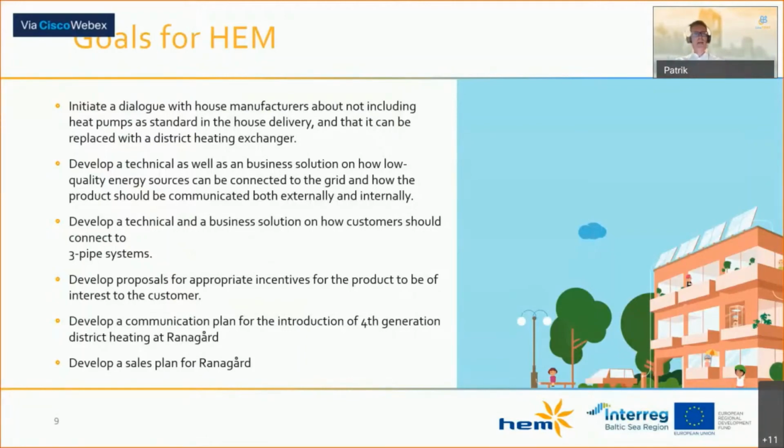So we have the infrastructure in place. It's not necessary to put in cheap heat pumps that are actually consuming electricity when you have the opportunity to use surplus energy, waste heat in a district heating grid. So that is a dialogue we need to have, and I hope we can be as successful in that as we have been in the construction of the new area.